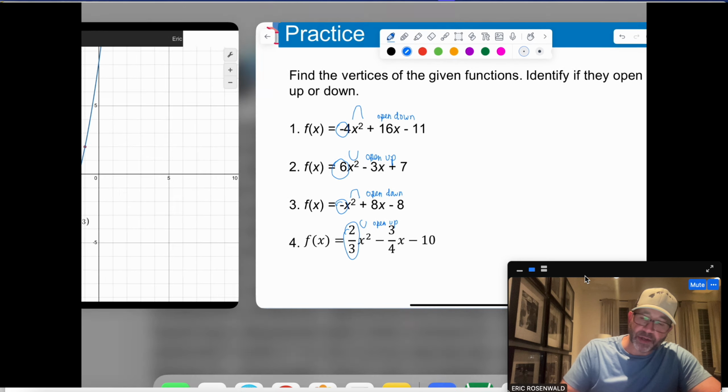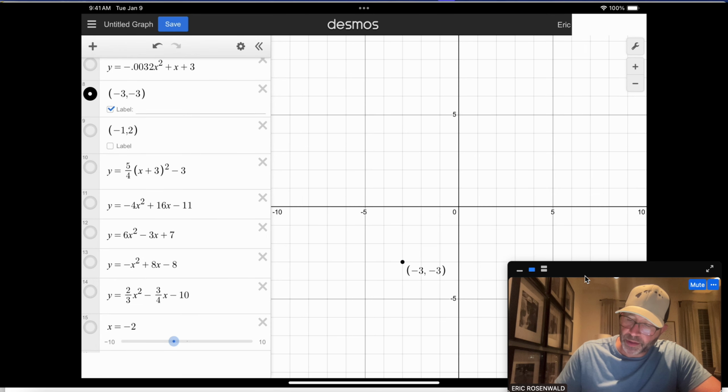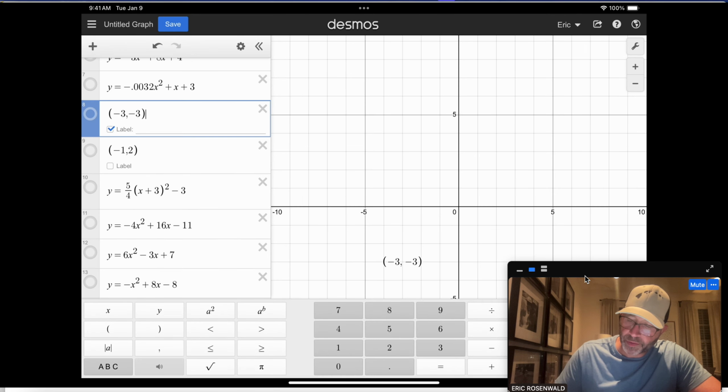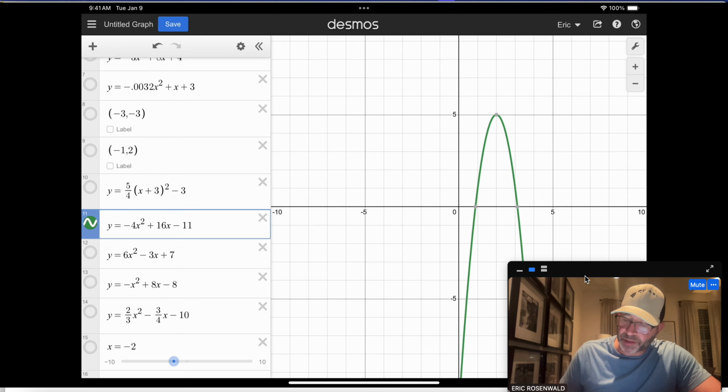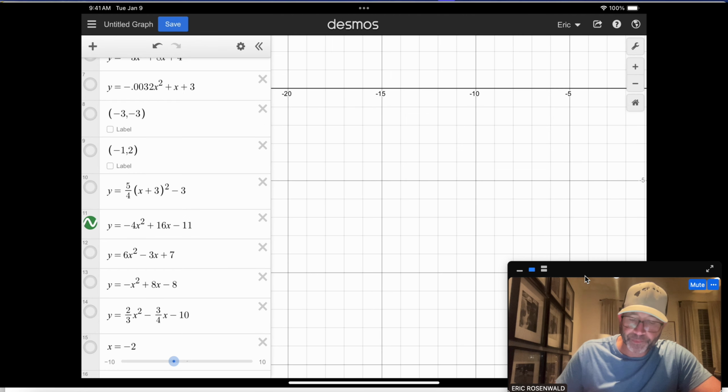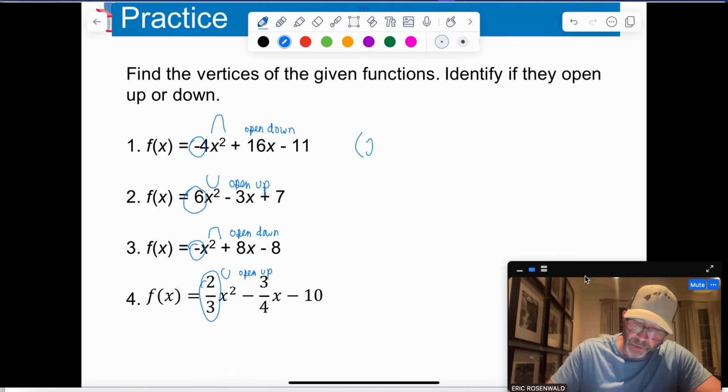Okay, now your vertex, let's look at each one of these. Ready? I'm going to turn each one of these off. All right, the first one, negative 4x squared plus 16x minus 11. Vertex for this is at 2, 5. So that one's 2, 5.